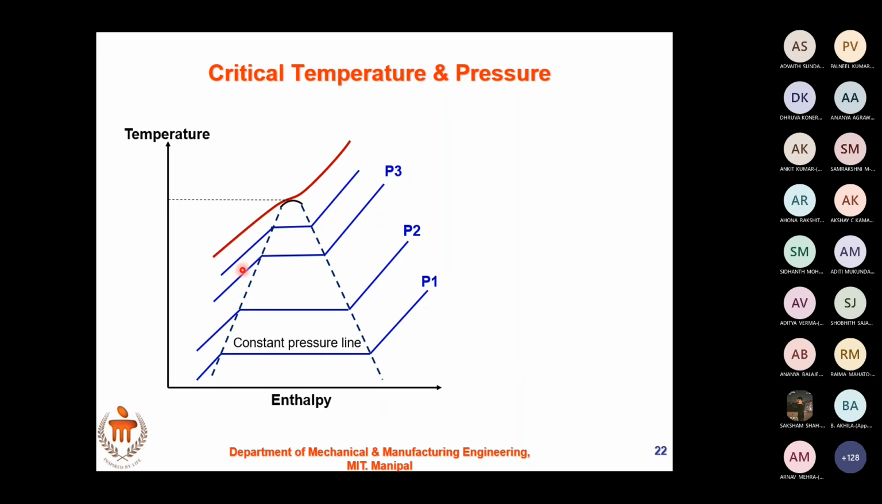Anything left of this dome is liquid. Anything right of this is completely vapor. In between, inside the vapor dome, we have a two-phase mixture; it's both water as well as vapor. On this line, I have saturated water. On this line, exactly on this point, I have saturated steam.